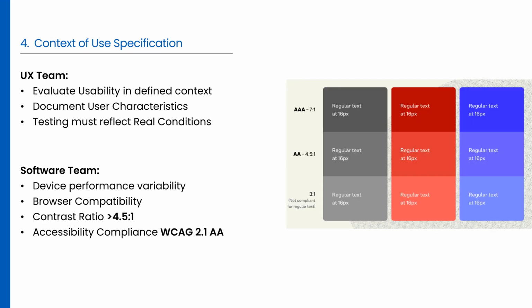Contrast ratio defines the difference between text and background for readability. A ratio of 4.5:1 or higher is good and ensures clear visibility, while lower contrast is poor and makes content hard to read.